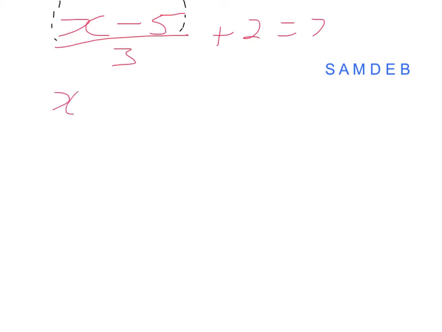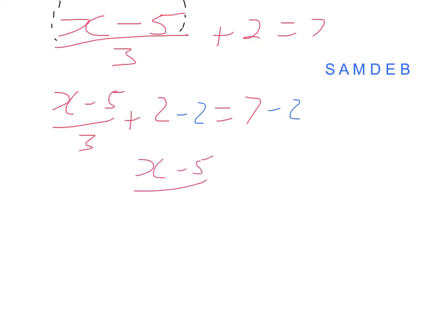So we have the x minus 5 all over 3. We have plus 2 minus 2, and that equals 7 minus 2. We have to do the same operation to both sides. So we simplify this to be x minus 5 divided by 3 is now equal to 5.